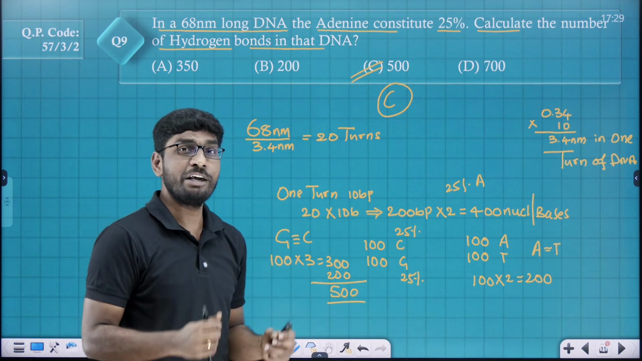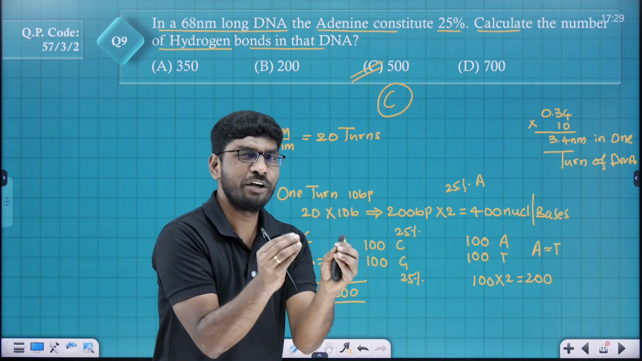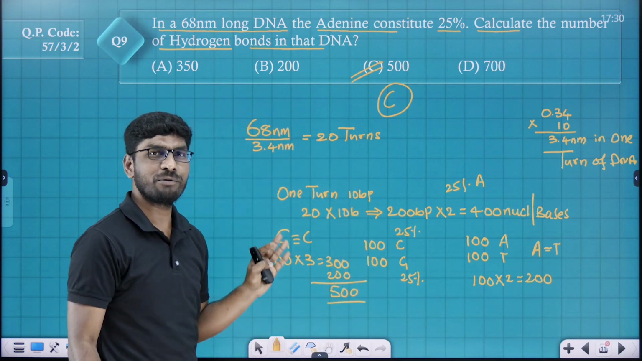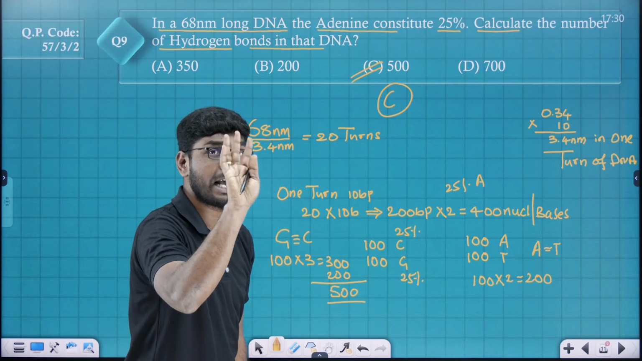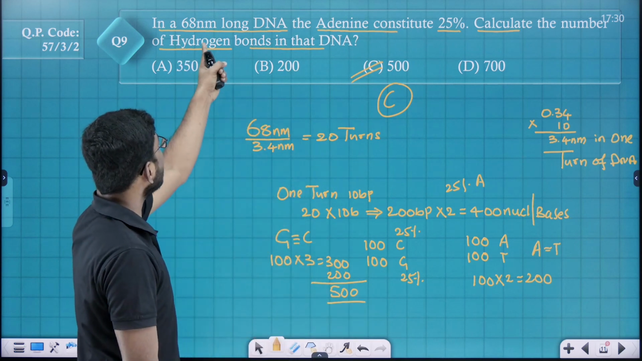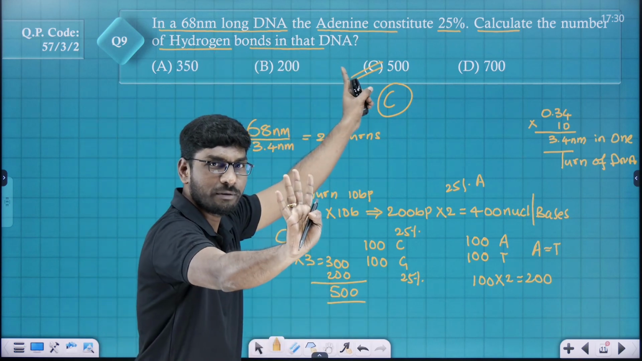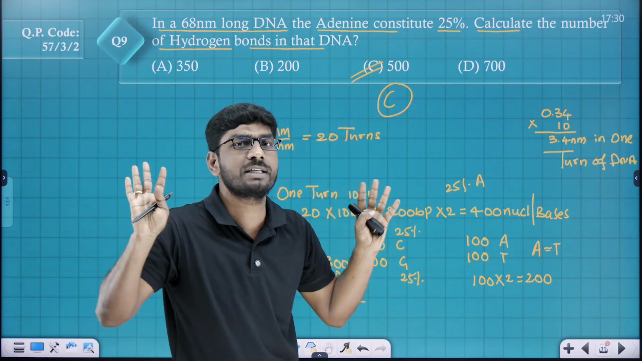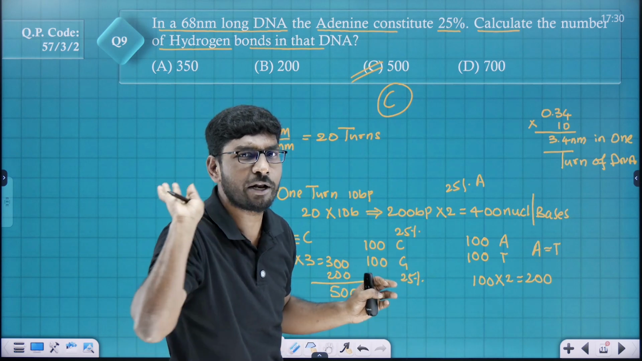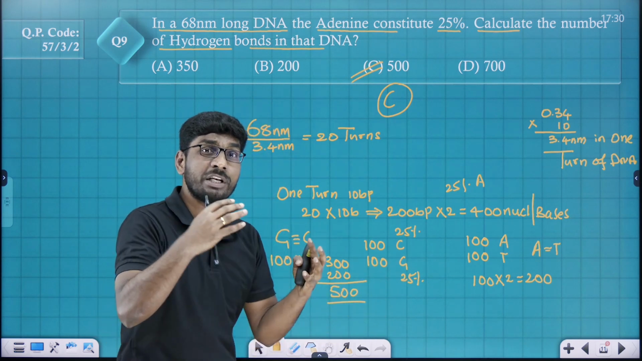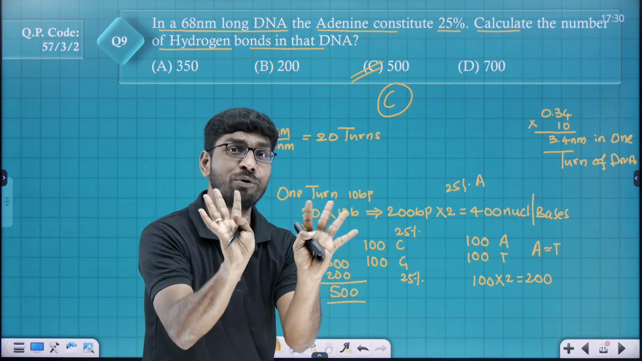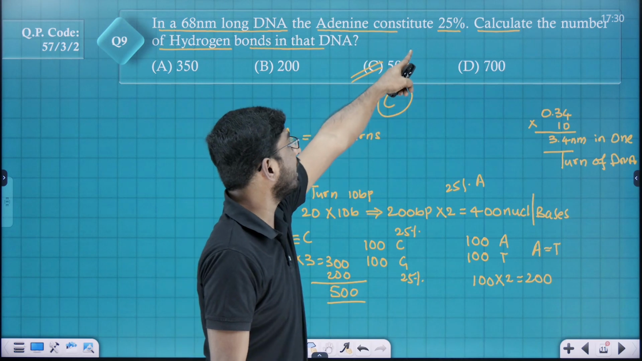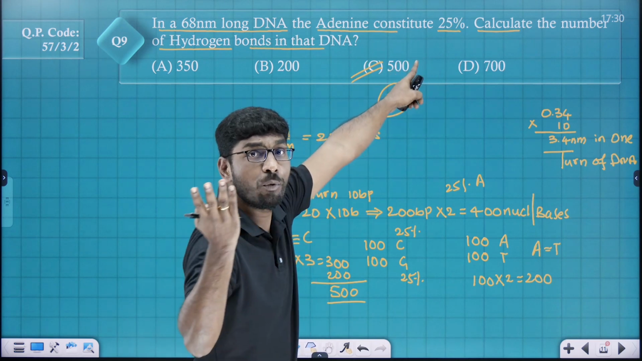Very easy. If you know the concept, if you are perfect in concept, you can easily understand this type of question. One more time I'm explaining, carefully listen. A 68 nanometer long DNA is mentioned. We don't know how many nucleotides are there. First, we need to calculate the total number of nucleotides. If you calculate that, then with adenine at 25%, we can find the number of adenine.